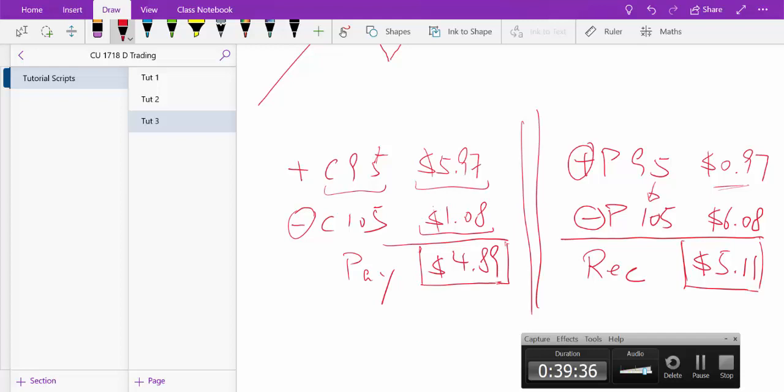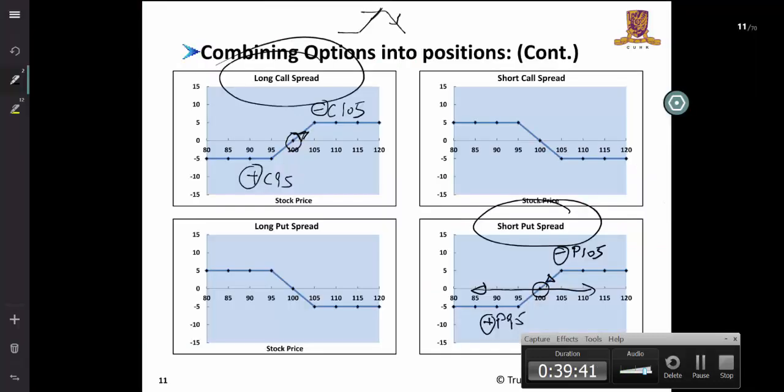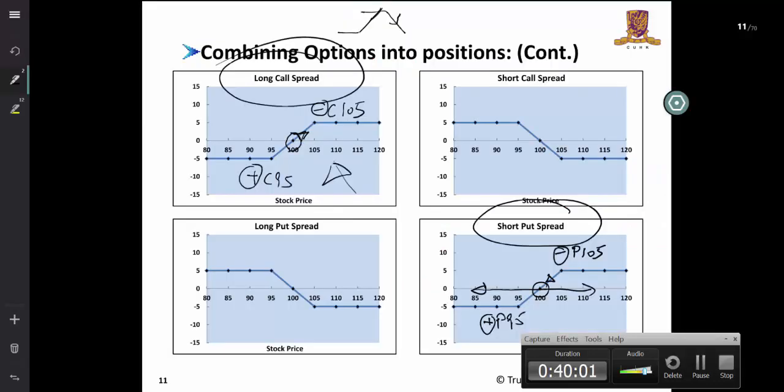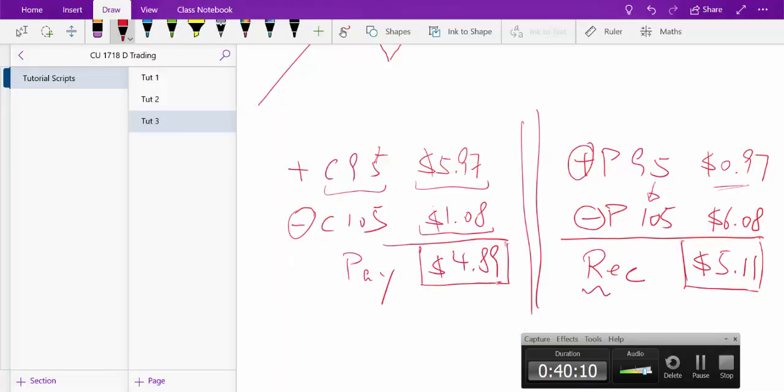Are you with me? You got me? Now, here comes my question. I just told you that these two structures will give the same economic outcome at maturity, so they are practically equivalent. So how is it possible that when you do one of them, you end up paying $4.89, but when you do the other one, not only is the price actually different, it's on the other side. You are receiving money. So what's going on here? That's my question.